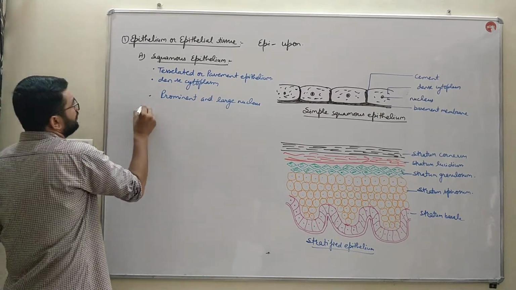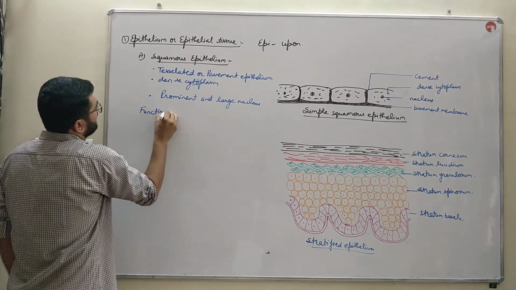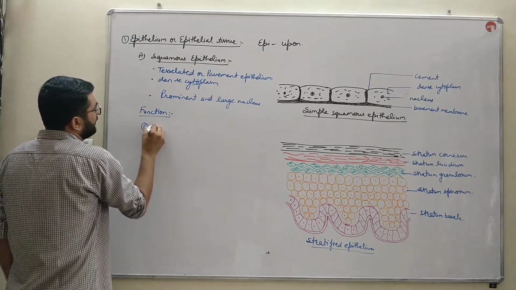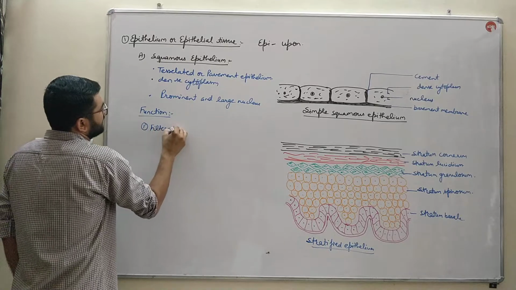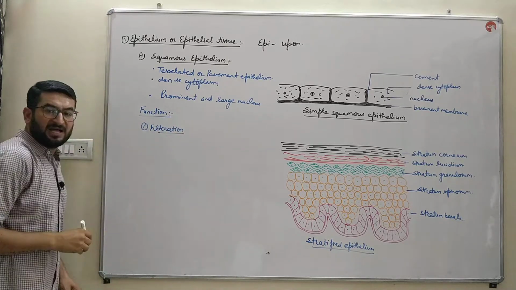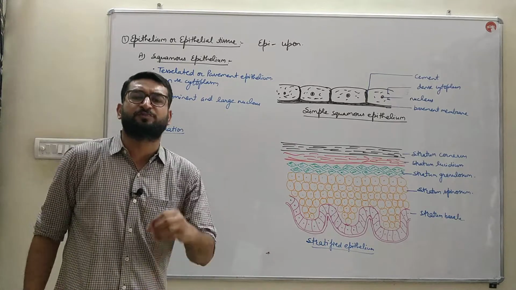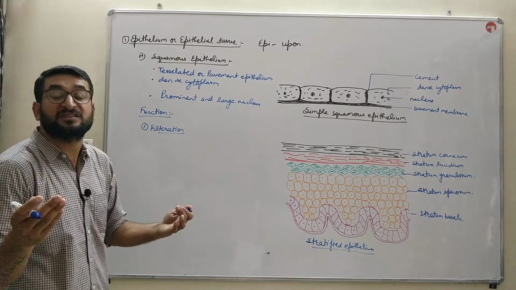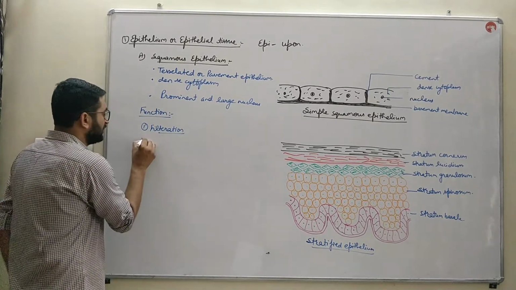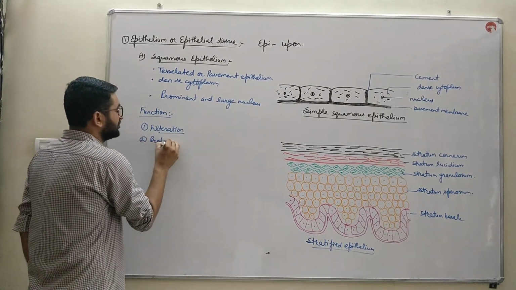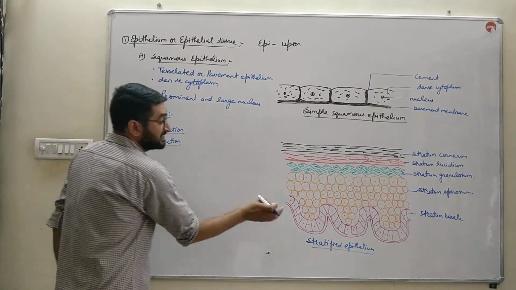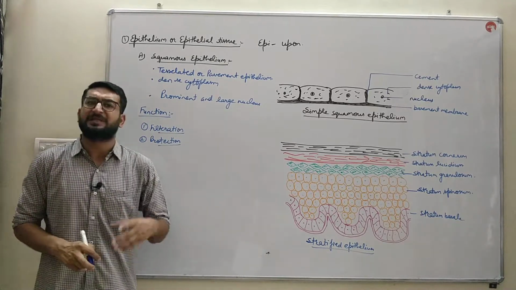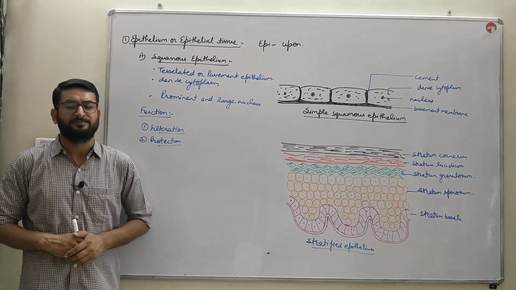So if someone asks you what are the functions of the squamous epithelium, the functions are, first, filtration. It is present in the kidney tubules, and kidney tubules perform the function of filtration of blood and result in the formation of urine. The second one, squamous epithelium which is present in the skin, especially the stratified epithelium present in the skin, provides protection from the entry of pathogens into the body.